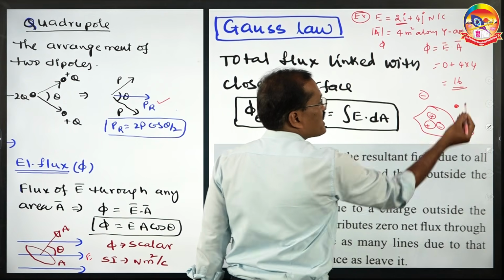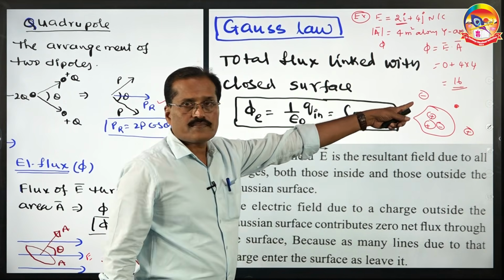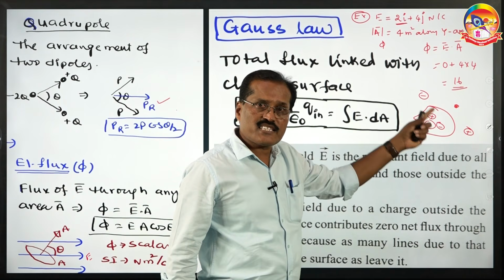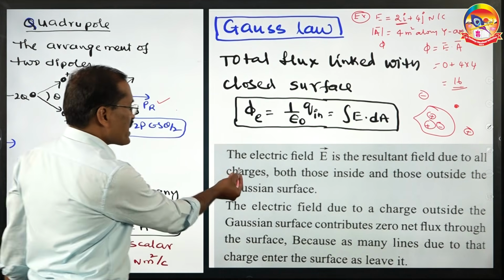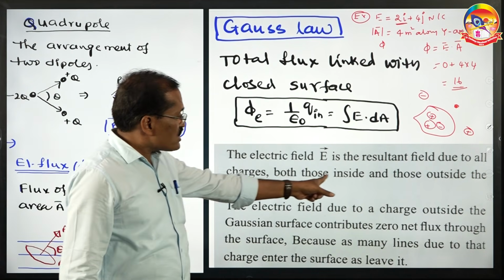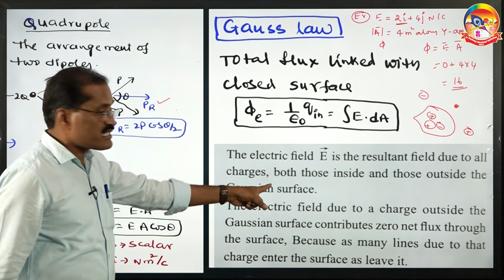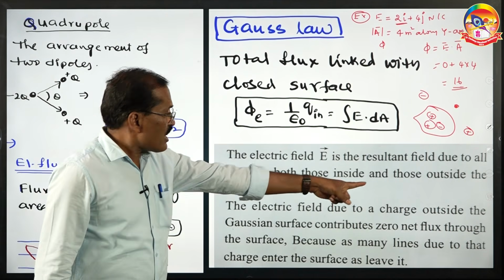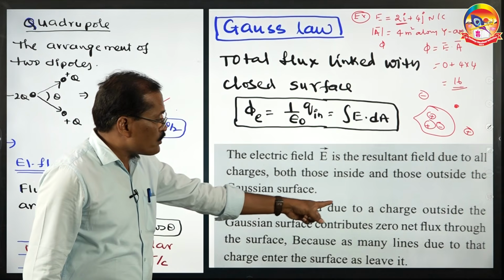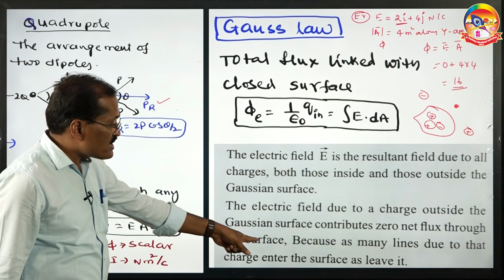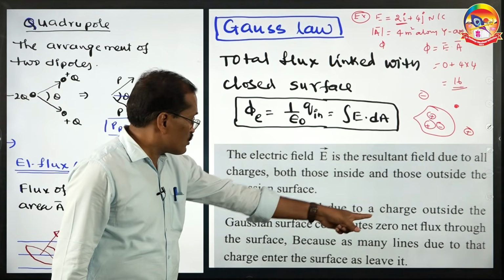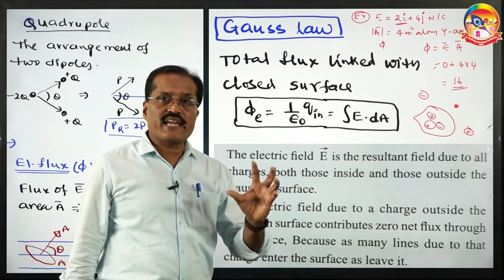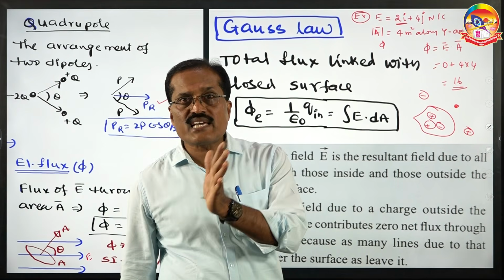But electric field intensity at this place is due to all the charges, the charges outside as well as the charges inside the Gaussian surface. That is what is mentioned here, both those inside and outside the Gaussian surface. But the next point you see, the electric field due to the charge outside the Gaussian surface contributes 0 net flux through the surface, because as many lines due to that charge enter the surface as leave it; the number of lines entering is equal to the number of lines leaving.